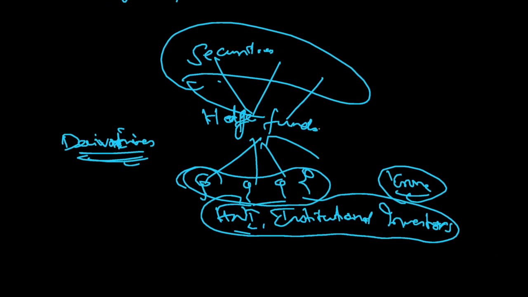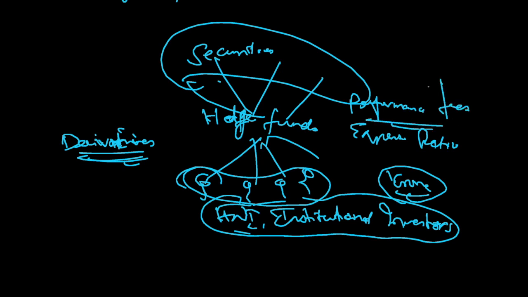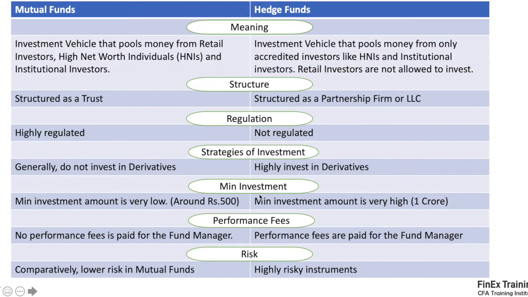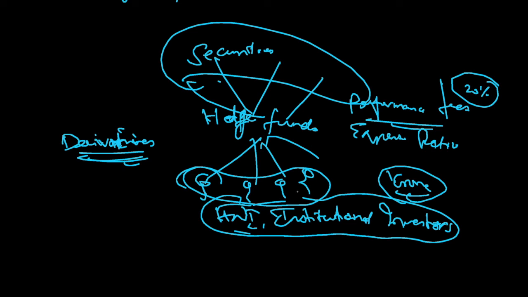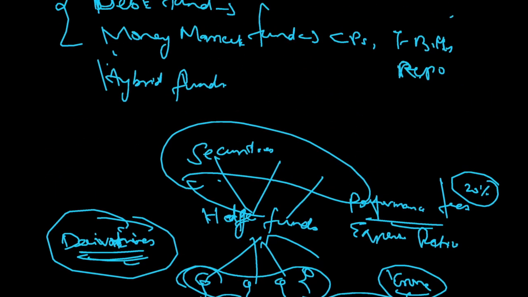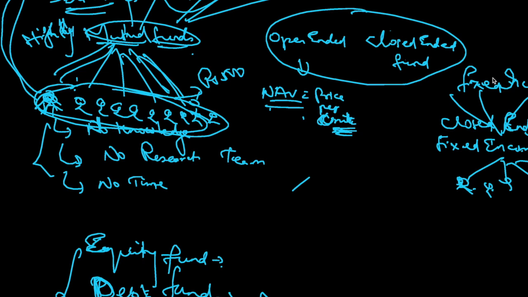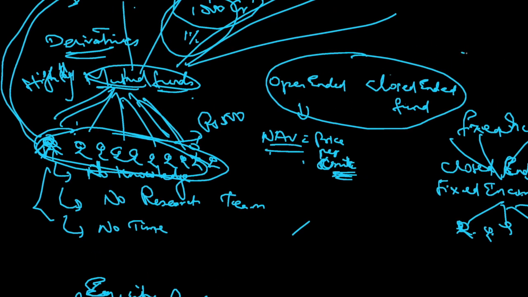Whereas hedge funds also charge an expense ratio, but along with the expense ratio, they charge performance fees as well. Typically around 20 percent of the profit is given to the fund manager. Then risk. Based on whatever I have spoken so far, a hedge fund is highly risky because they deal heavily in derivatives, whereas a mutual fund is comparatively not so risky in comparison to hedge funds.